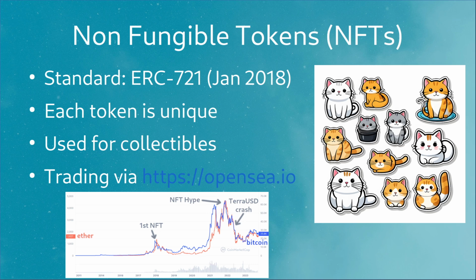I also included a graph there of the price of Ether and Bitcoin over time, and you can clearly see where the first NFT was launched on the Ethereum blockchain. This was called CryptoKitties, so you can clearly see a price hike there. It became very popular, so popular that it actually congested the Ethereum network and it drove up the transaction prices.